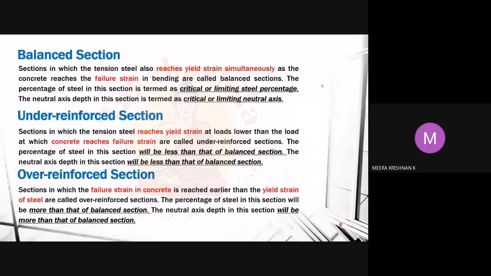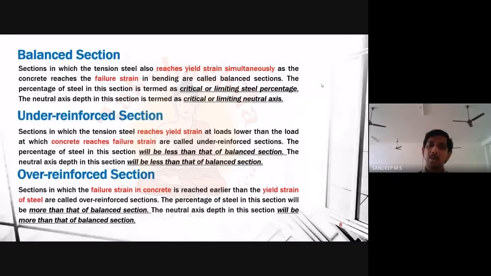Reinforcement will fail first, that is the under reinforced section. Exactly correct. So what will happen is that the percentage of reinforcement in a balanced section, what is the actual thing? The failure of concrete or the yield strain in concrete as well as steel will reach at the same point.